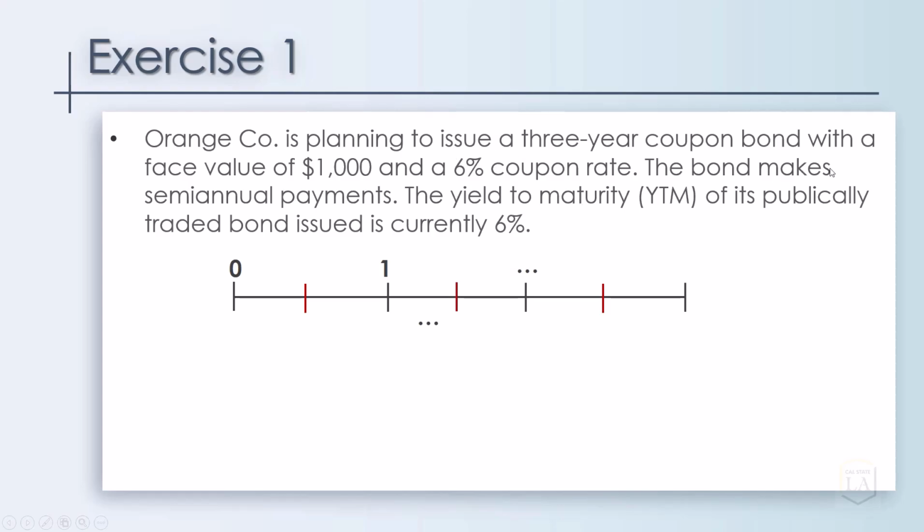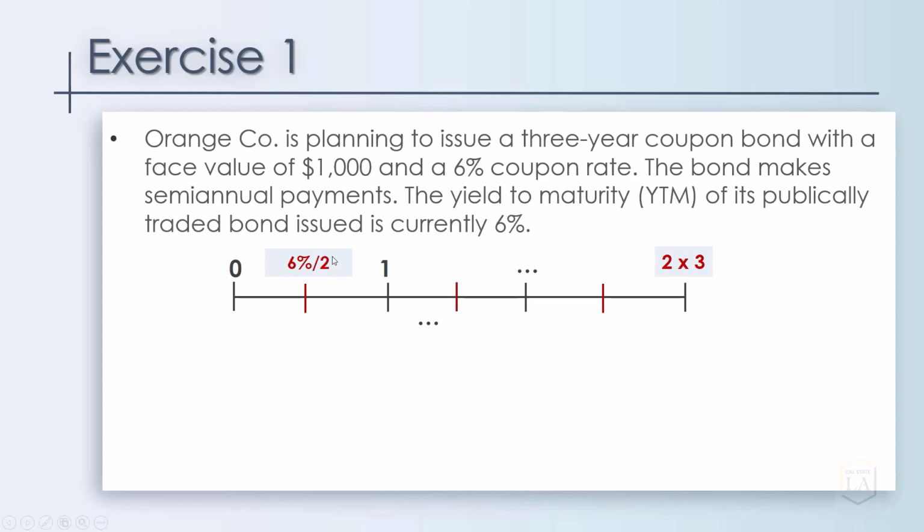So the first variable that you need to figure out would be the number of periods. And number of periods, it was 3 years. That means in terms of 6 months, it's 2 times 3, so 6. And for your IY, every 6 months, you will be applying half of the annual 6% yield to maturity. Okay, so 6% divided by 2 would be your IY.